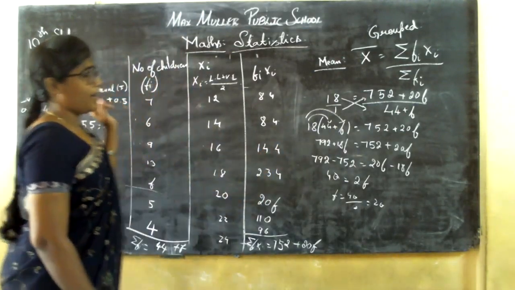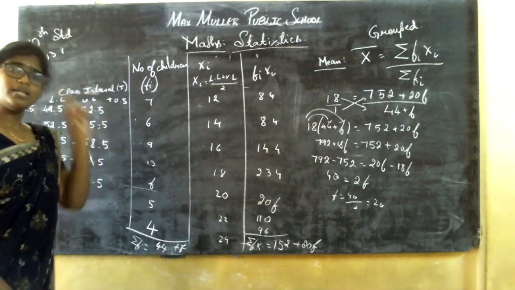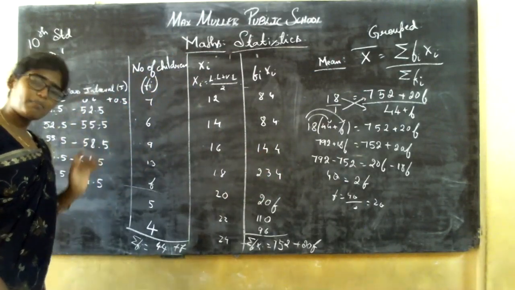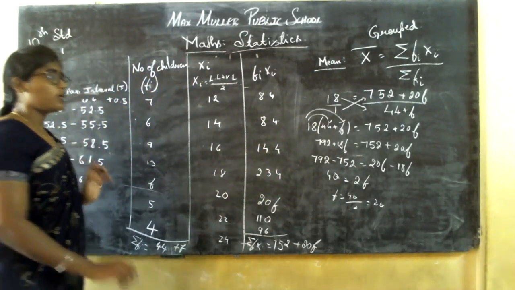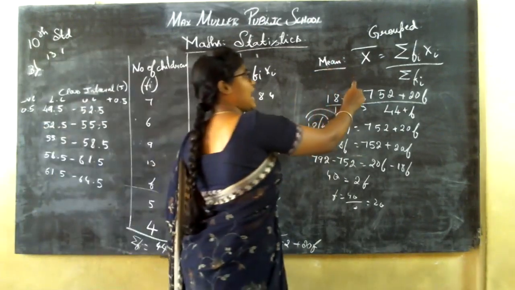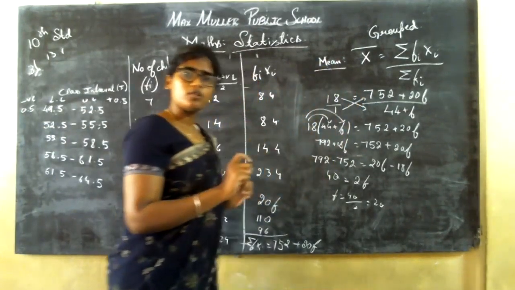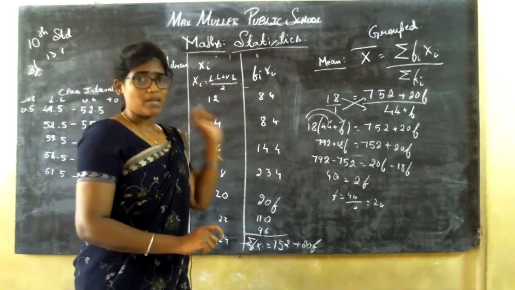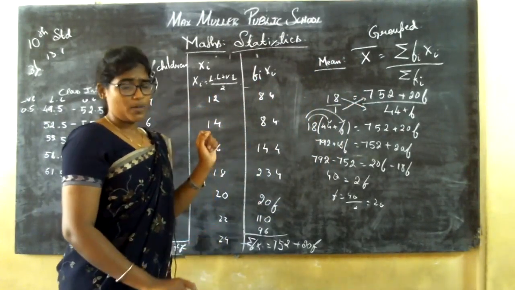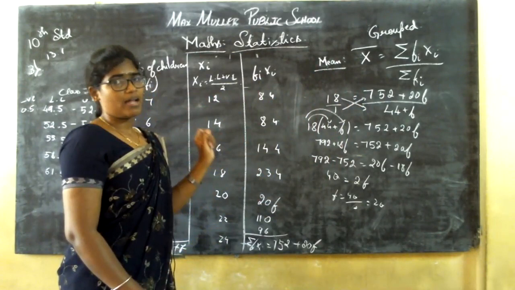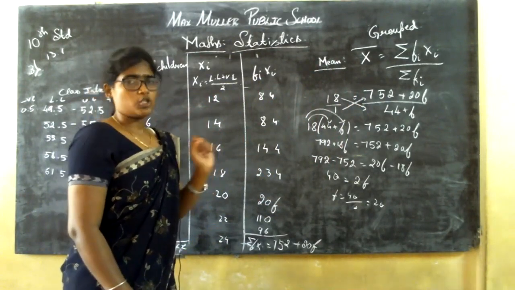I am going to say again, you have only one method to find the mean. What is that method called? It is the direct method. And what is the formula for the direct method? To find the mean, x bar is equal to summation of fi xi divided by summation of fi.